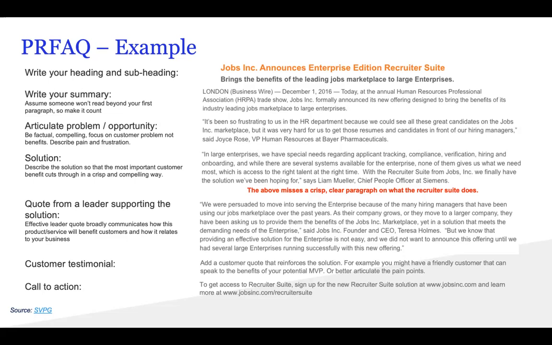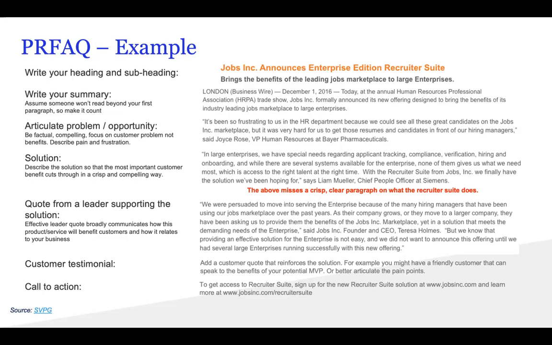So the first section is really the heading and the subheading. This really captures the attention of what you're launching today and what the key benefit is underneath. This is followed by your summary. The summary is extremely critical, so make it count. Make sure it's crisp and compelling.